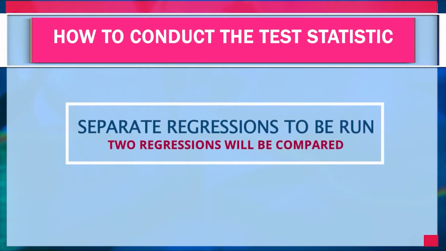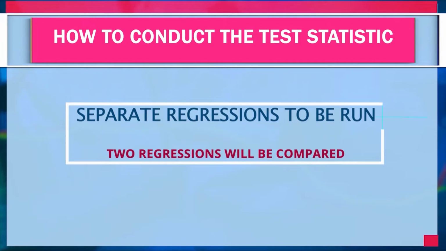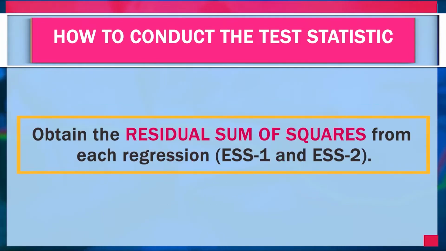Next, we move on to how to conduct the test statistic. The test statistic will be based on separate regressions, and these two regressions will be compared. We are interested in finding the residual sum of squares from each of them, which is done by estimating the ESS, the explained sum of squares, for one, meaning the upper end or the lower end as we choose. Say ESS1 is for the lower income group and ESS2 for the higher income group.